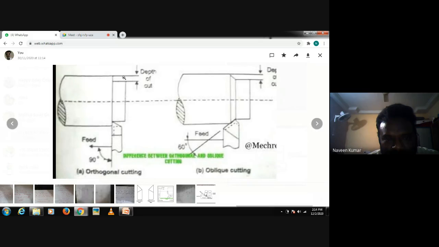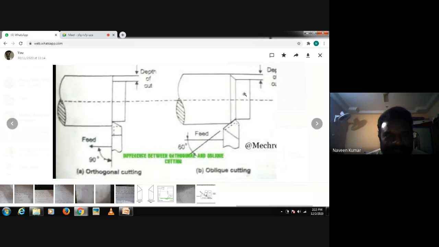And this part we call depth of cut. And in case of oblique cutting, the cutting edge of the tool makes an acute angle with the direction of tool feed. This is an acute angle, less than 90.